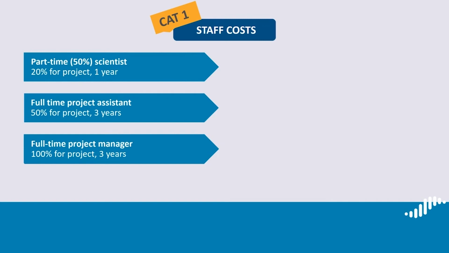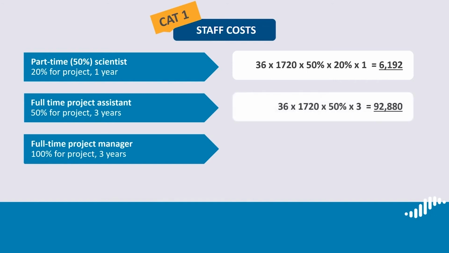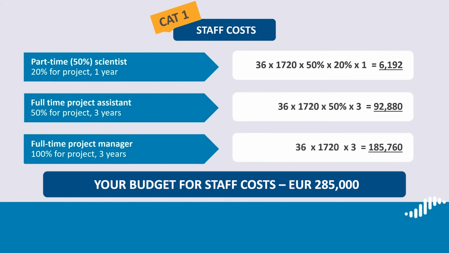You calculate the costs as follows. You multiply the hourly rate for Finland by 1,720 hours, by 50%, then by 20% project work, and by the project duration. We get nearly 6,200 euros. Please try to calculate the other examples by yourself. Did you get the same results? If you sum them up together, you will see the total amount of the staff cost at the bottom of the slide.